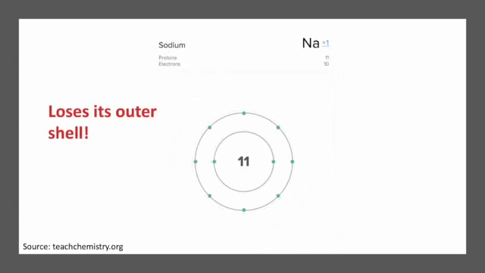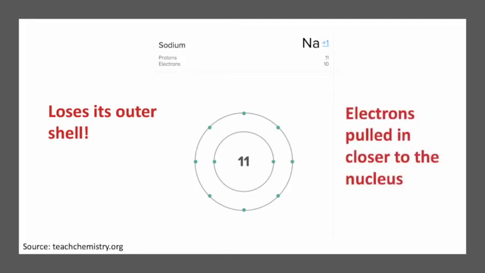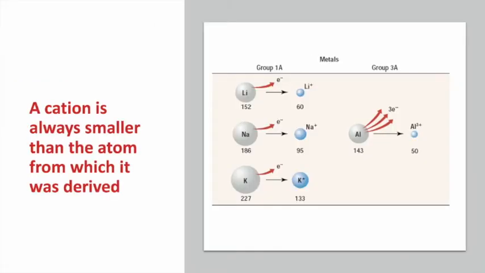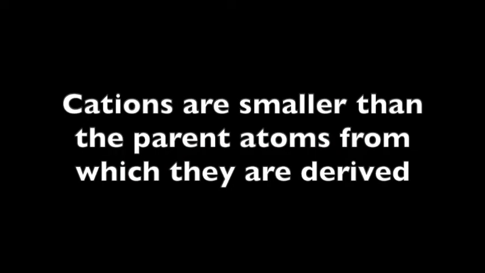Also, when a cation forms, there are now more protons than there are electrons. There is a little less shielding, and the electrons get pulled in tighter. The result is the cation is smaller than its parent atom. Cations are smaller than the parent atoms from which they were derived.